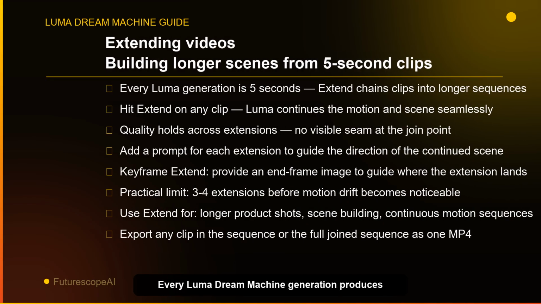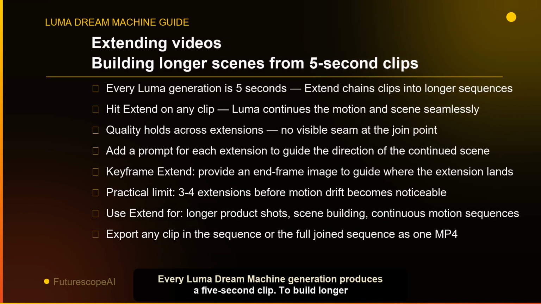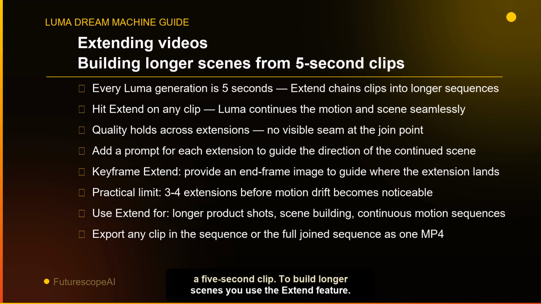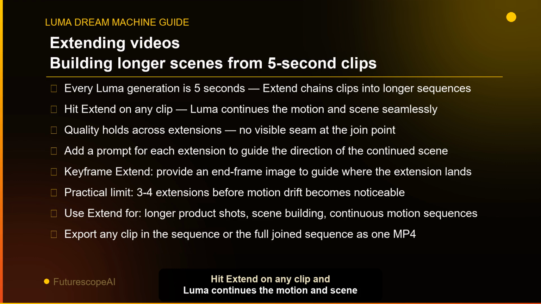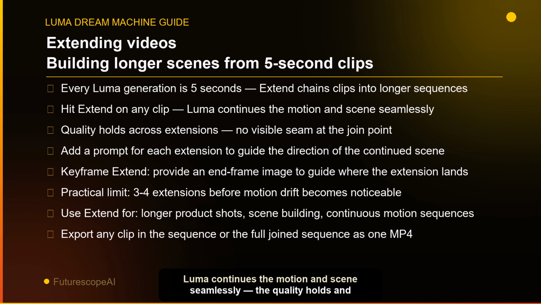Every Luma Dream Machine generation produces a 5-second clip. To build longer scenes, you use the Extend feature. Hit Extend on any clip and Luma continues the motion and scene seamlessly. The quality holds and there is no visible seam at the join point. You can add a new prompt for each extension to guide the direction of the continued scene. For even more control, use Keyframe Extend, provide an end frame image and Luma generates toward it specifically.